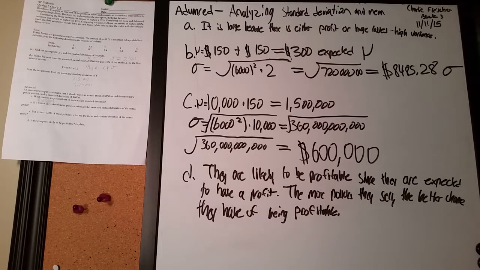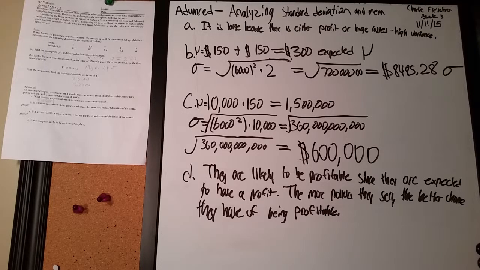Alright, and C asks us what if they had 10,000 policies? Again, you do the same exact thing as in B. 10,000 times 150, they're expected to get 1.5 million. And the standard deviation is the square root of 360 billion. And their expected standard deviation is 600,000. So again, they're expected to make a lot of money, but it's huge variance from what they get.